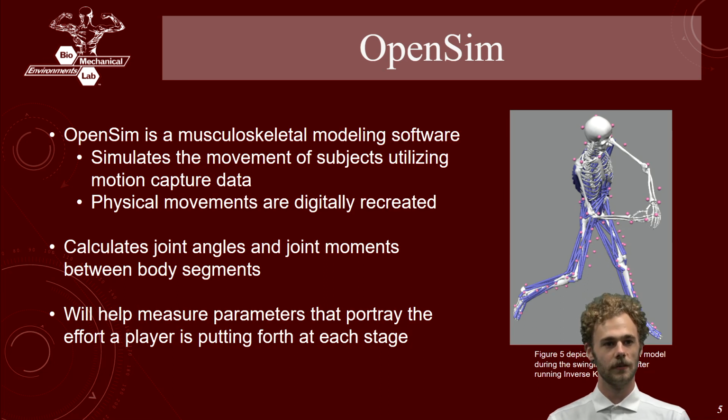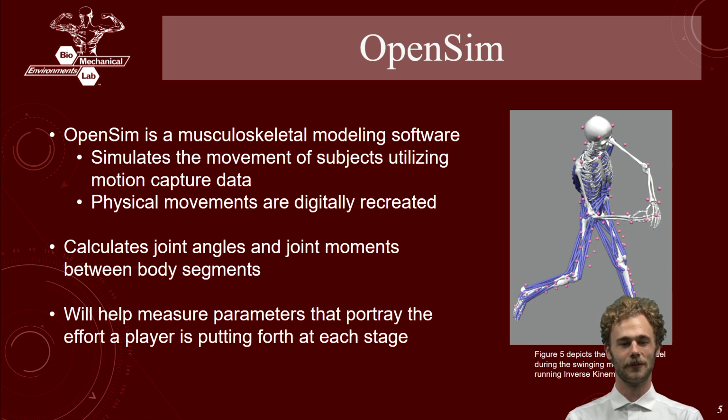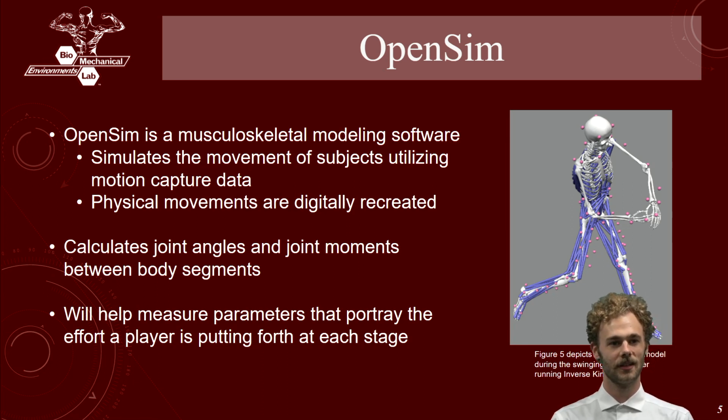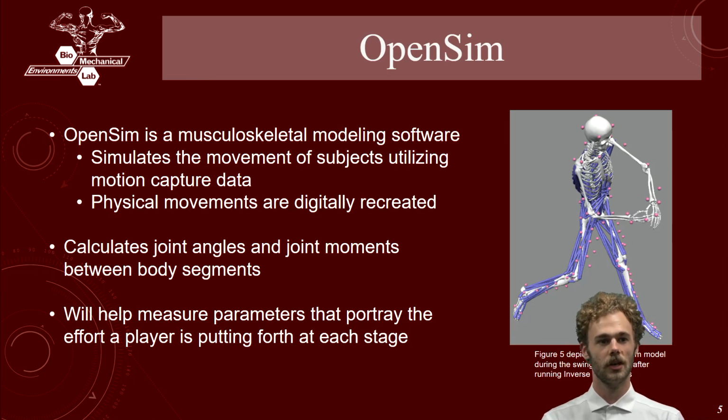OpenSim is an open source musculoskeletal simulation software that uses imported motion capture data to model real-life events of a human model. This software allows us to digitize every movement that the subject made during the recording process. Digitizing this allows us to take the markers and calculate parameters like joint forces and moments throughout the batter's swing. And if we implement this throughout the 5-stage progression protocol, these parameters will help us better depict the amount of effort a batter is putting forth at each stage of the rehab process.